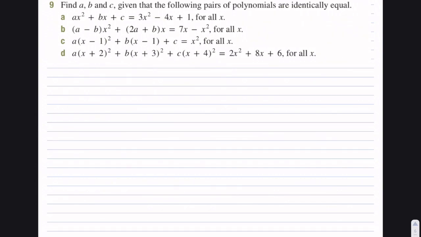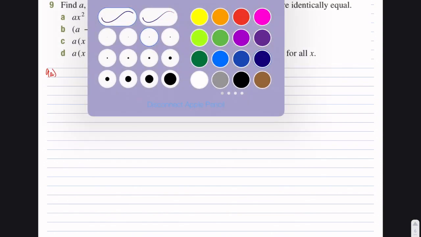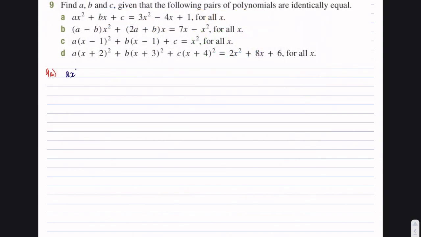Alright, question 9. Find a, b and c given that the following pairs of polynomials are equal, which means this whole thing equals this whole thing. So I'm going to do question 9a and c, so let's do 9a. What they're saying is that ax squared plus bx plus c equals 3x squared take 4x plus 1.